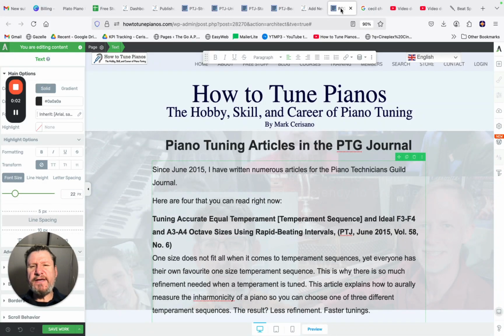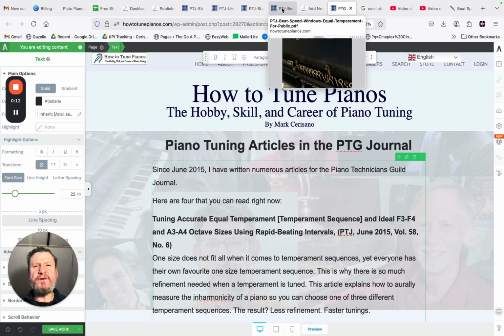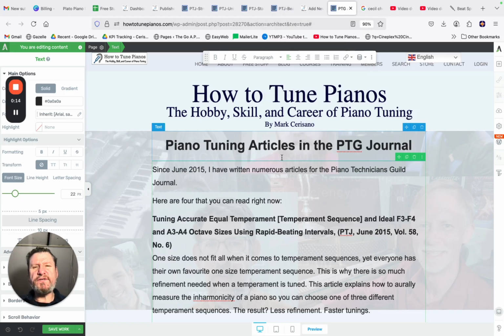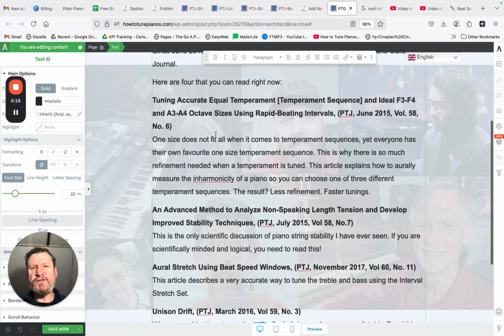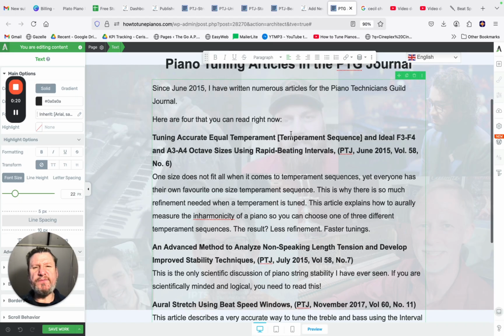Since June of 2015, I've written numerous articles for the Piano Technicians Guild journal, and now you can read those on my website. So the four articles that I wrote, starting in June, the first one was tuning accurate equal temperament and ideal F and A octaves using rapid beating intervals.